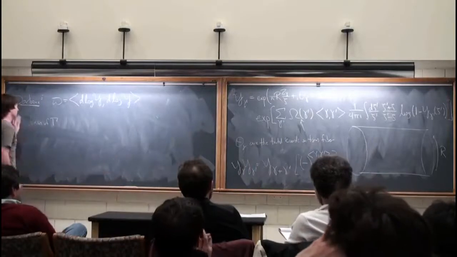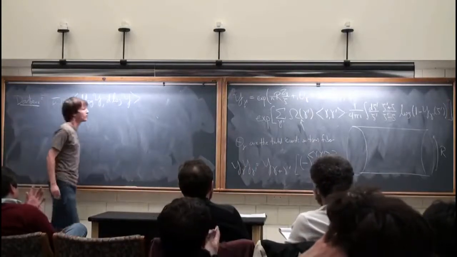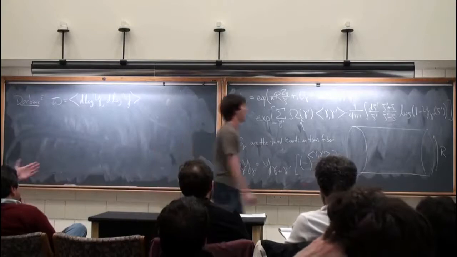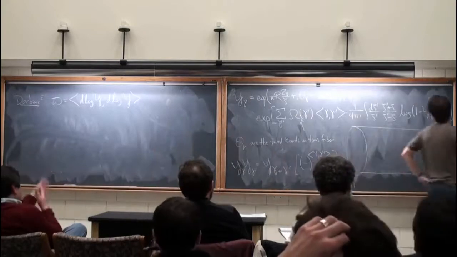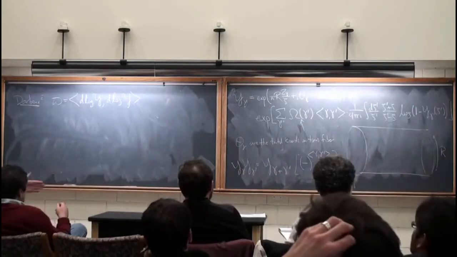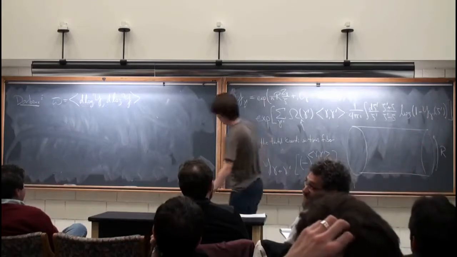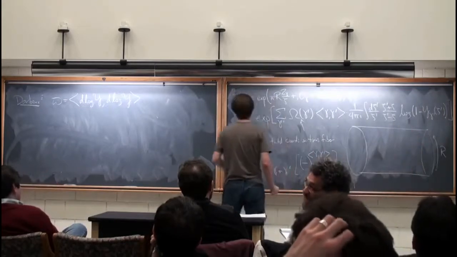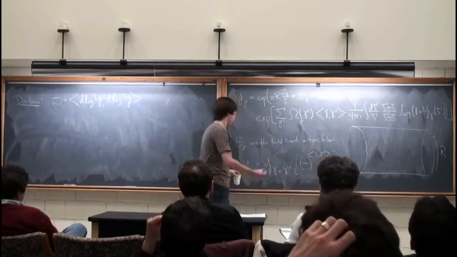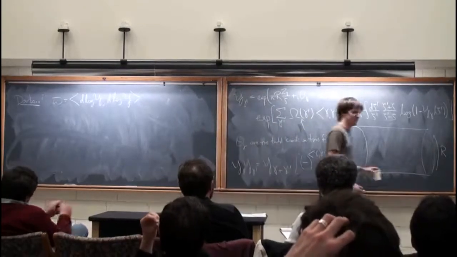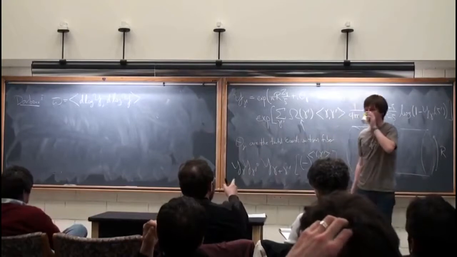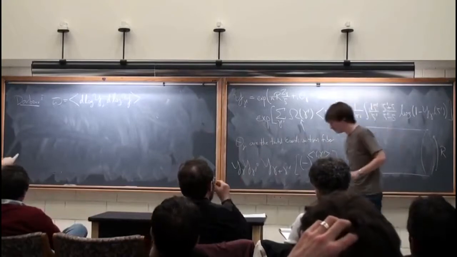So are you missing these factors in your definition? No, everything is... The twisting was in the theta gamma. Theta gammas are quite linear in gamma. That's right.